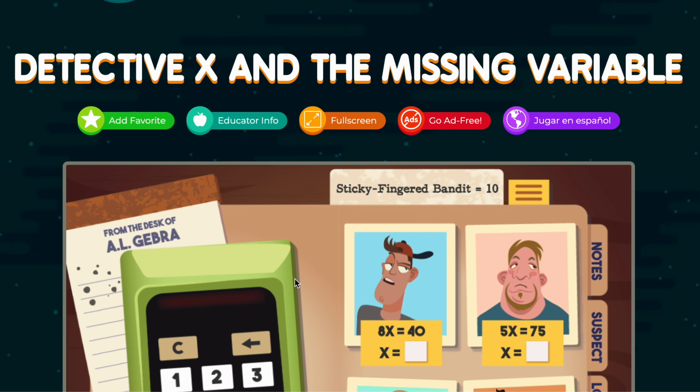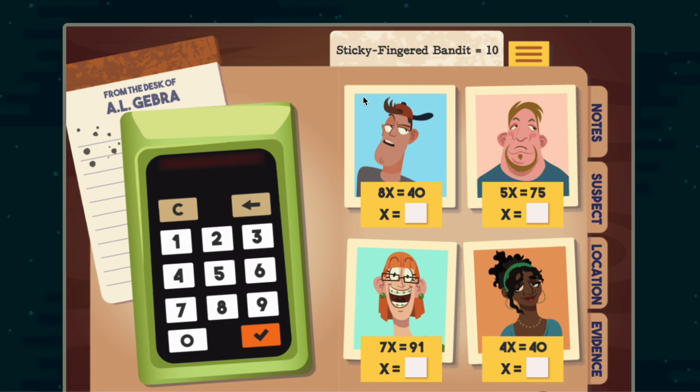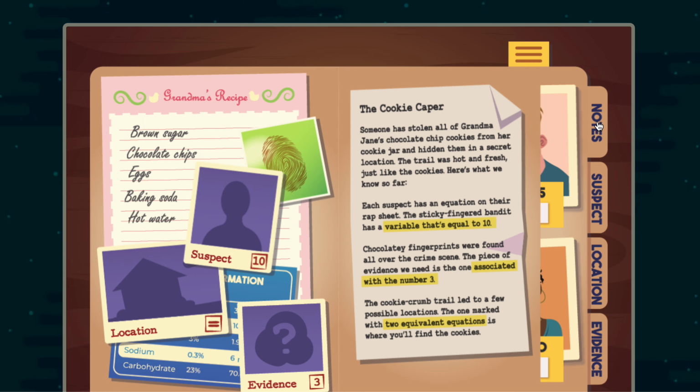Everyone, in this video I'm going to talk about applications of algebra. This is quite basic level, solving one-step and two-step equations. This is coming from ABCF. As you can see, this is Detective X and the Missing Variable. So let's take a look at the notes.